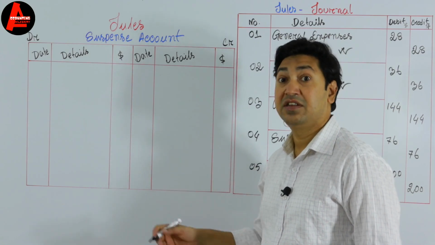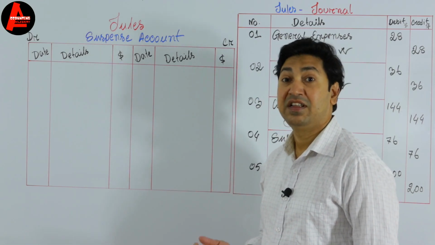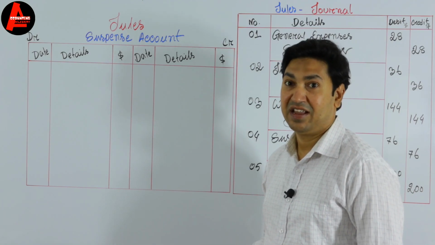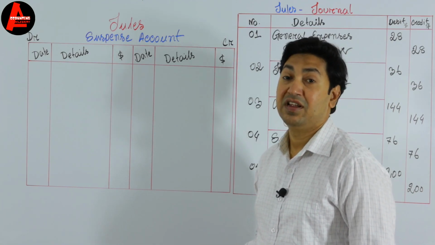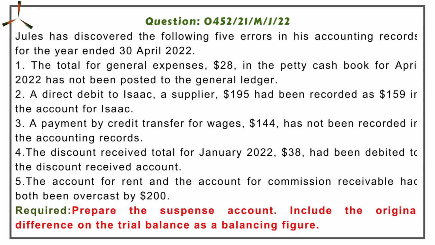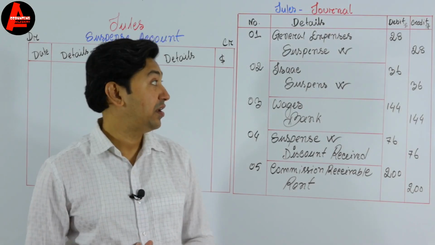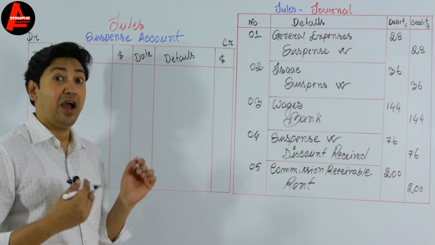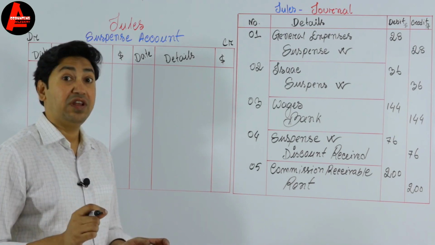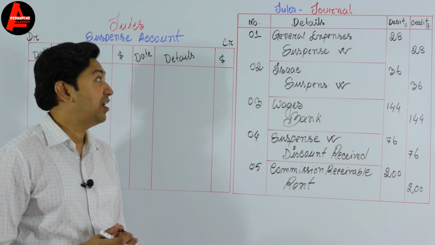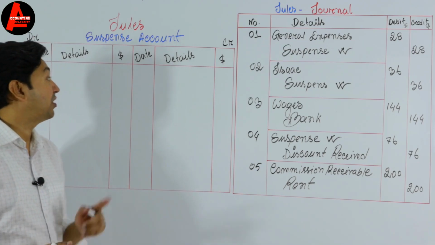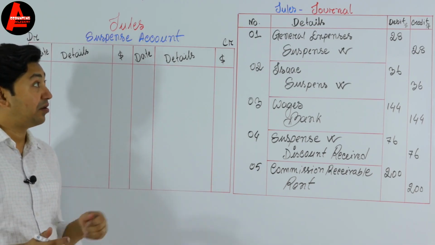If there is any difference, what does it mean? It means there is a mistake still in the business which could not be discovered yet. Okay, so here what was the question? Prepare the suspense account, include the original balance on the trial balance as a balancing figure. Okay, so it means the difference between debit and credit column is the amount of suspense, which will appear in the trial balance.